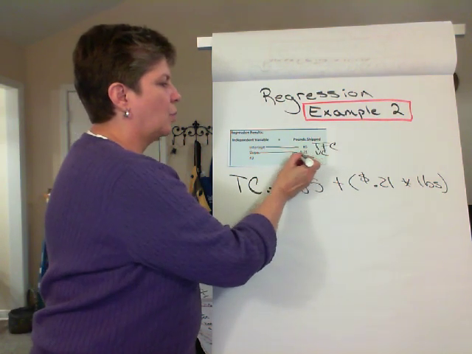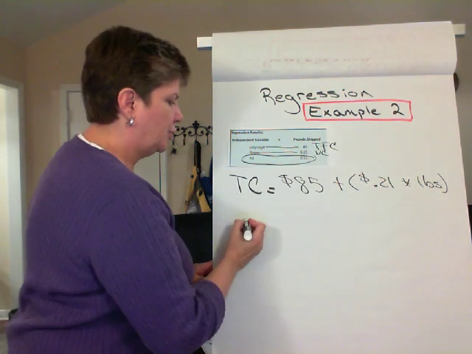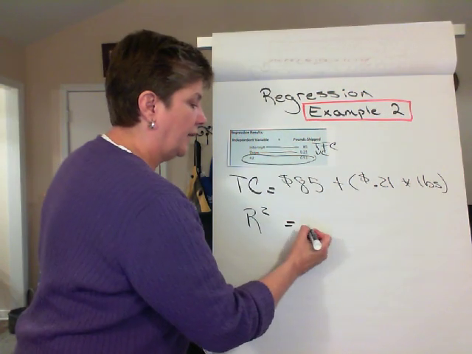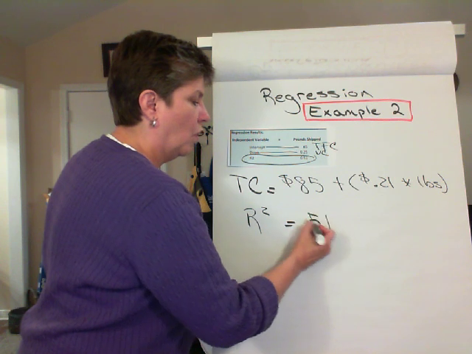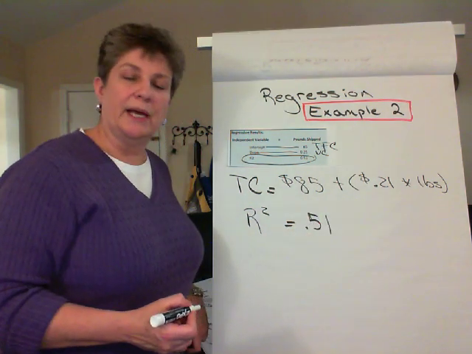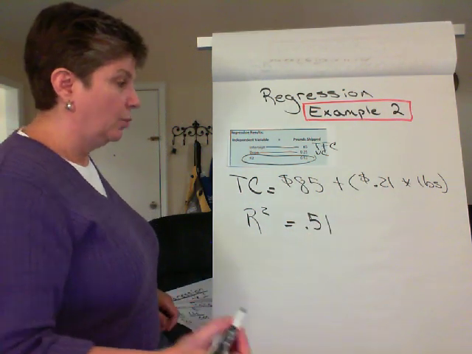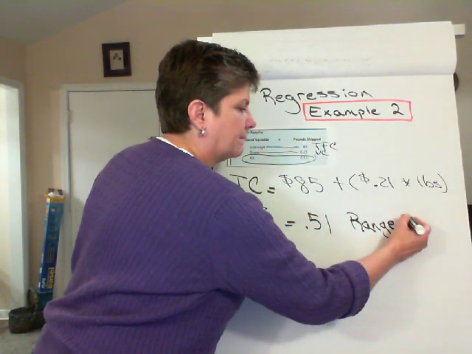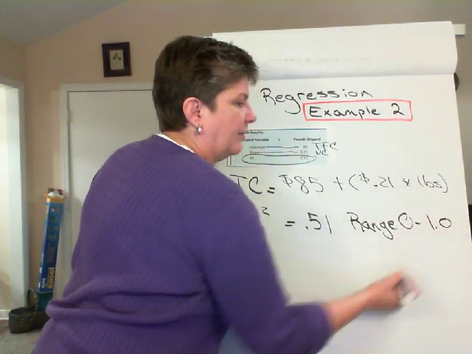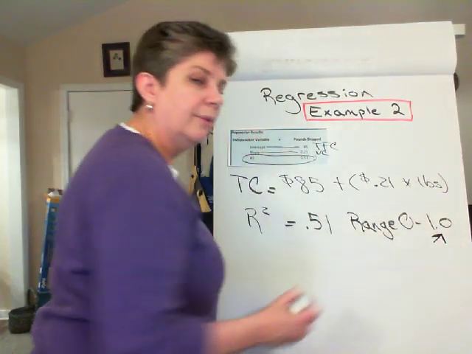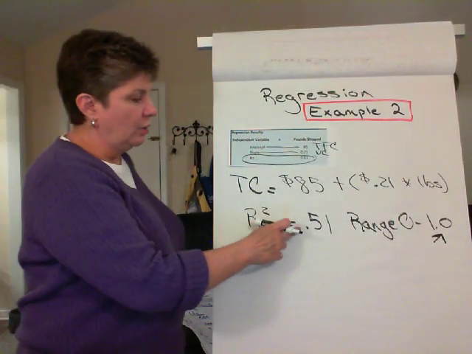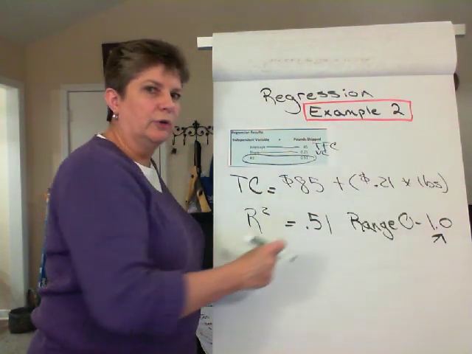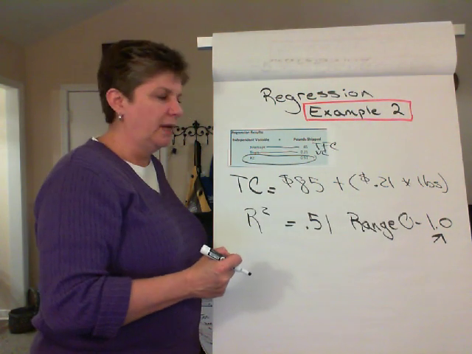Look at the R square. The R square for this set of data is only 0.51. Now remember what we said R square does. It ranges between 0 and 1, and the closer to 1 the better the predictor. So here we've got an R square of 0.51. It's a little over halfway between 0 and 1.